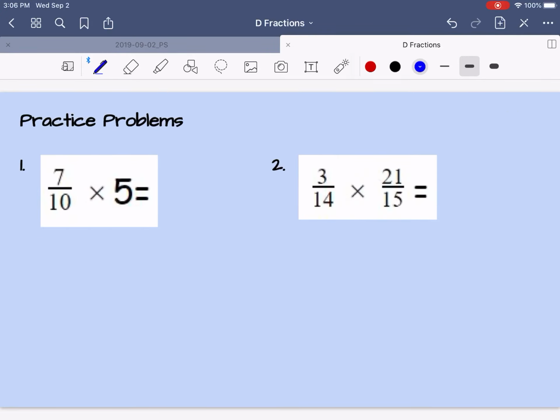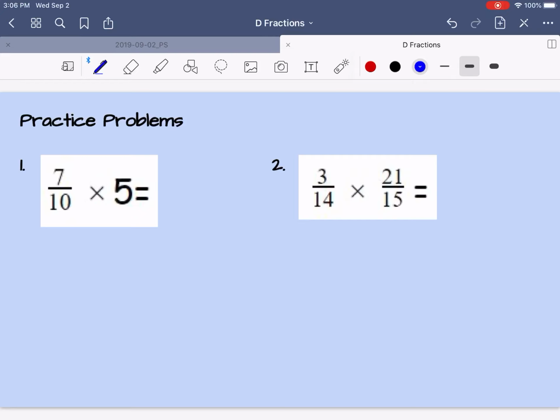Okay, practice problems. So go ahead and pause the video, write down the practice problems, and then you can either do them yourself and check your answers starting the video, or you can do the practice problems with me, or you can do one practice problem with me, pause the video, do the second one, and then check your work. So I'm going to go ahead and get started. Number 1, 7 over 10 times 5.